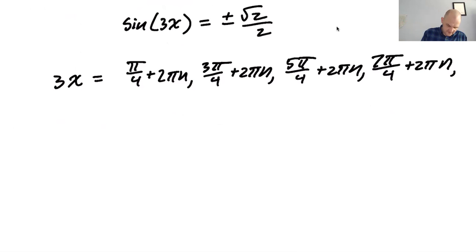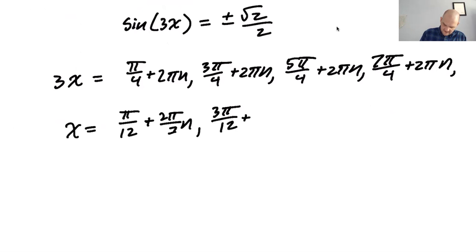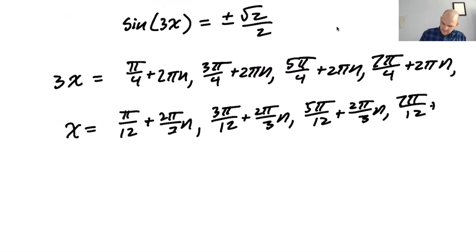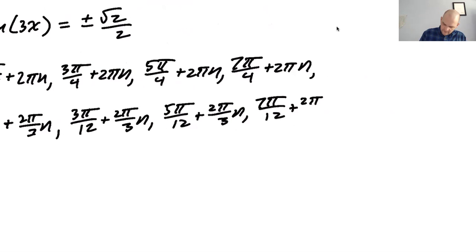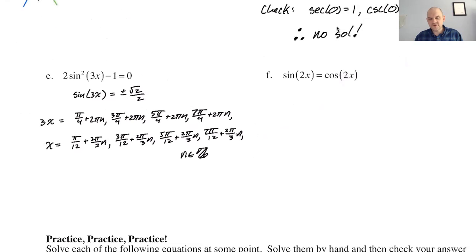So my final answers, because I'm going to divide by 3, are like all the pi over 12s. And then we're only adding 2 pi over 3, because you got to generalize as soon as you can. I'm going to write 3 pi over 12 just to be consistent, I think. 3 pi over 12 plus 2 pi over 3 n, 5 pi over 12 plus 2 pi over 3 n, and 7 pi over 12 plus 2 pi over 3 times n, where n is an element of the integers. Okay, those are my answers to that.